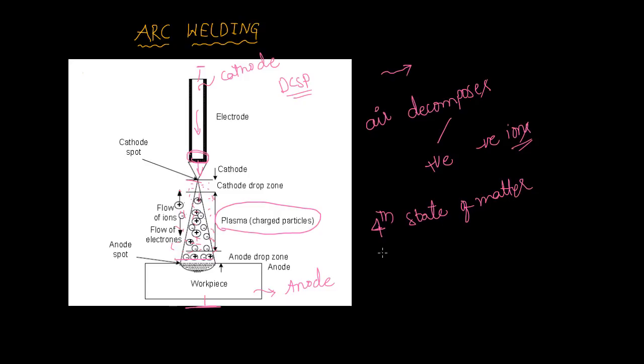What are the three states of matter? Solid, liquid, and gas. These are the three states of matter that we know already. The fourth state of matter is called plasma. So how is plasma generated? By breaking the air molecules, air atoms.